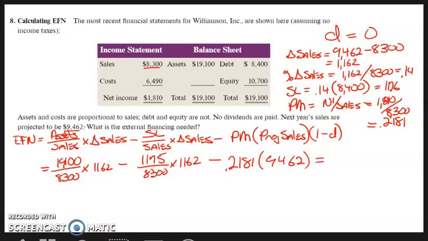If we multiply that out, I got $610.46. It's pretty hard to do one of these problems without some rounding error. So as long as you worked it out and got something close to that, that would be acceptable.